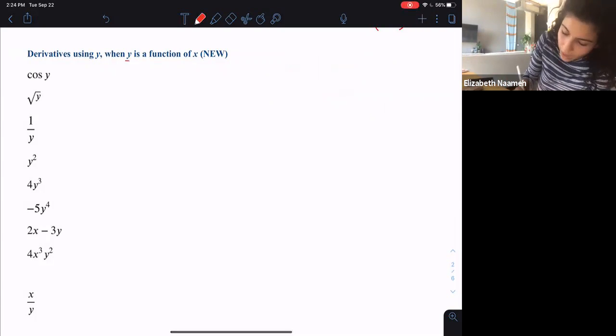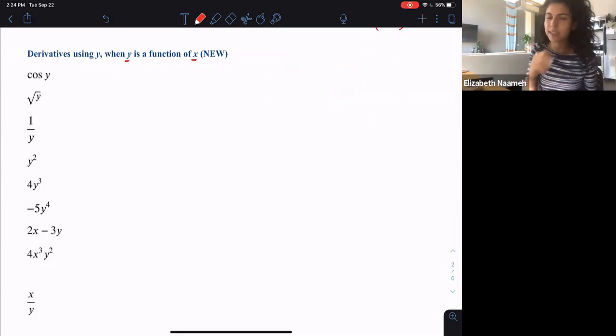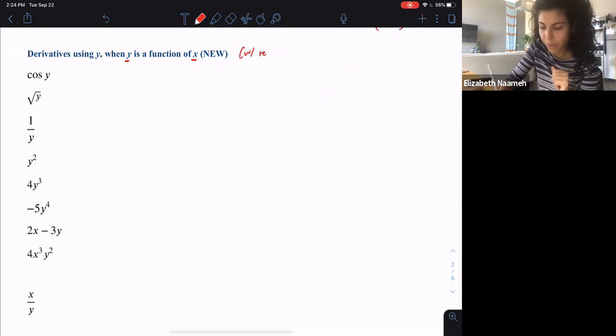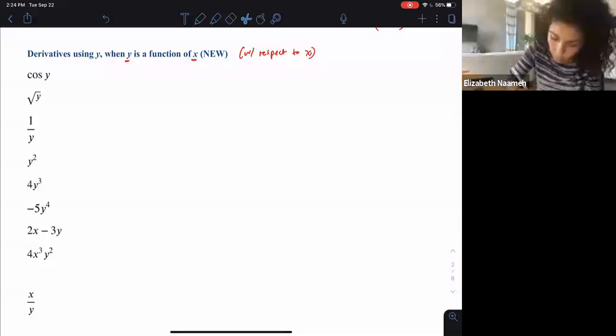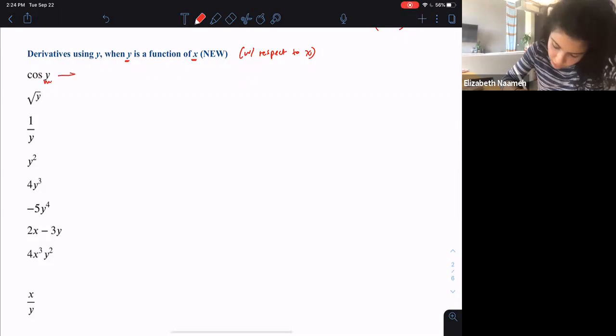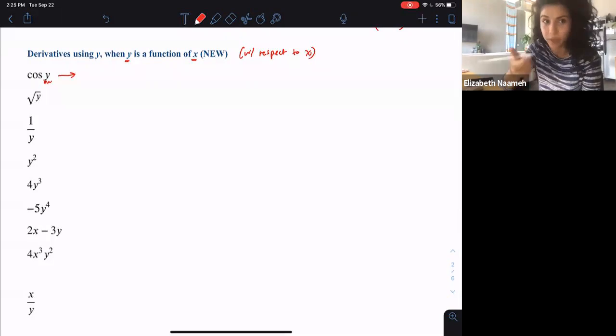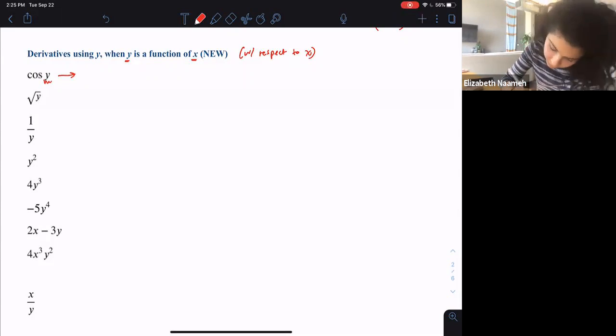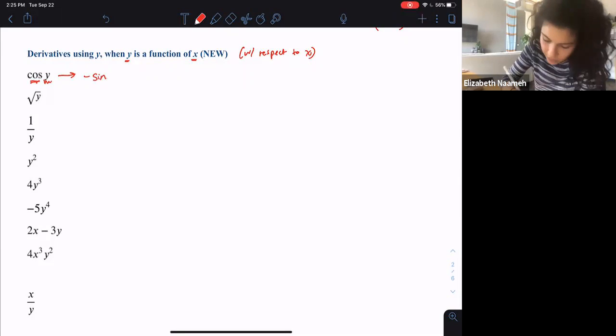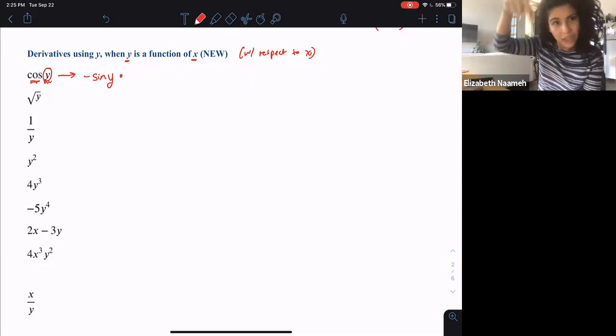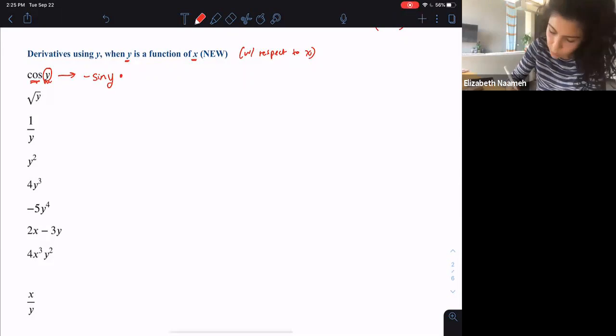Here's the deal. y is a function of x, so we're still taking the derivative with respect to x. How fast is y changing based on how x is changing? Please note, y is a function, so we still use the chain rule. The derivative of cosine y will be the derivative of the outside first, which is negative sine. Be careful with the negative sign. Inside stays the same, times the derivative of the inside, and the derivative of y is y prime.